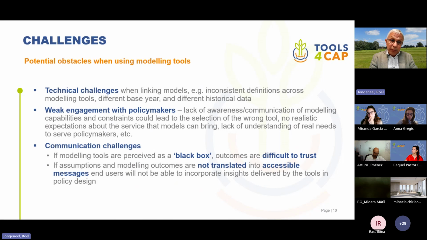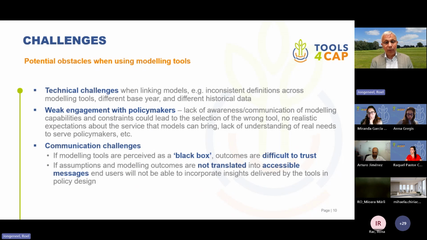A challenge could be weak engagement with policymakers, which was also already mentioned by Ilona. You are lucky, or it's helpful, when there is a policy interest. In our case, we were lucky because there was great interest from the policy side and the policy questions to which we could contribute.